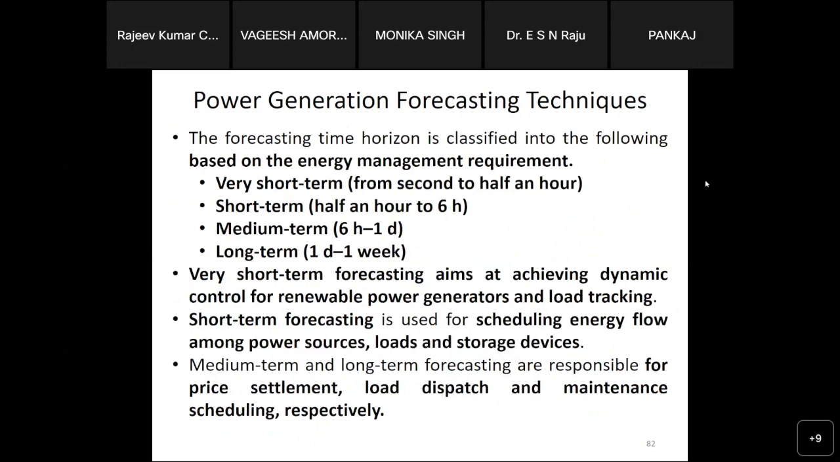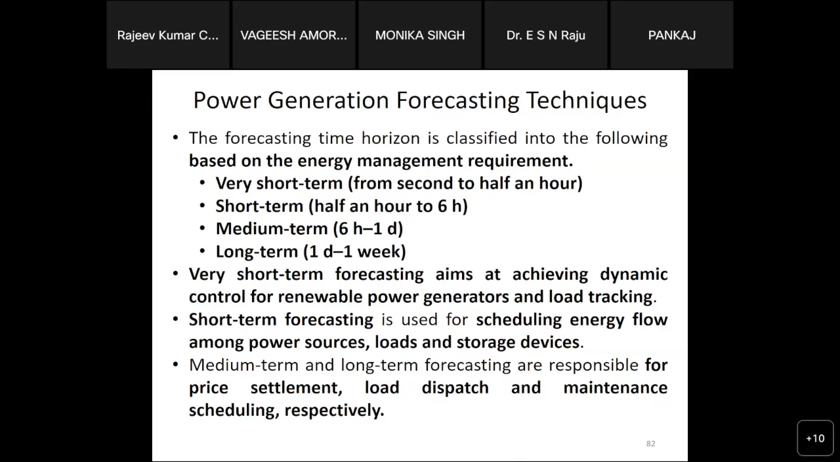Here I'm giving the different forecasting time horizons. Based on the energy management we require, we may go for very short-term, short-term, medium-term, or long-term energy management. The very short-term can be from seconds to half an hour. The short term can be half an hour to 6 hours, medium term 6 hours to 1 day, and long term 1 day to 1 week.